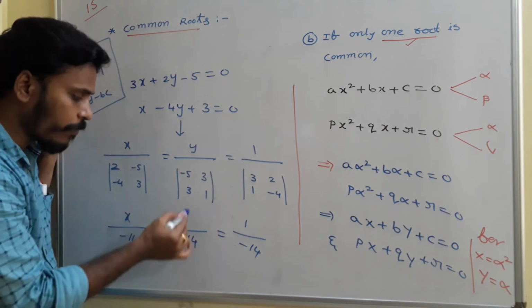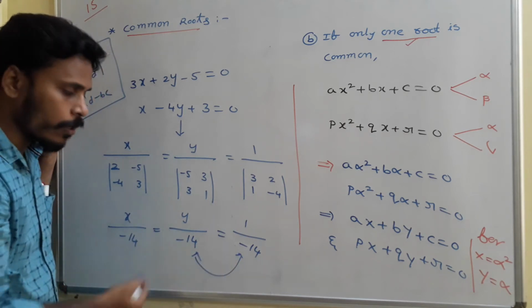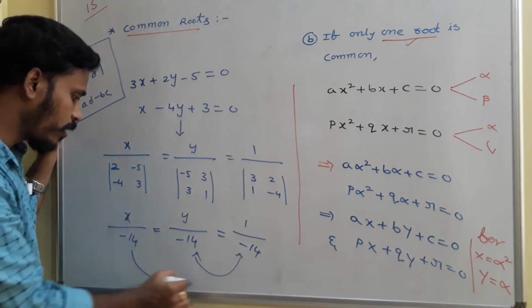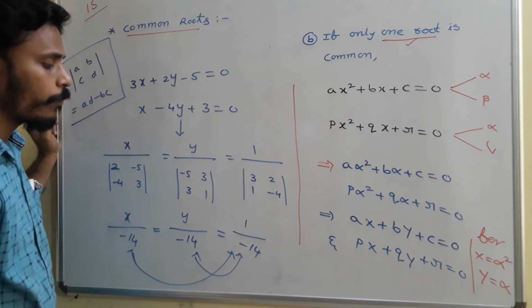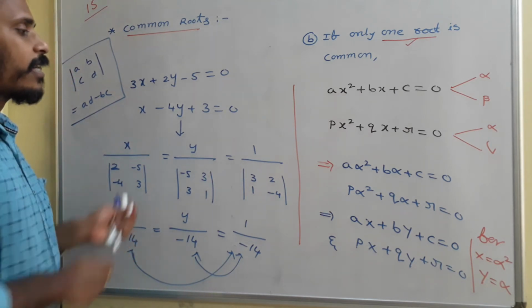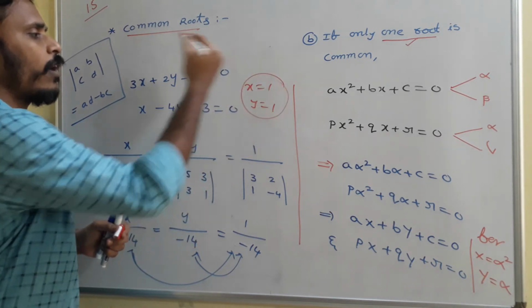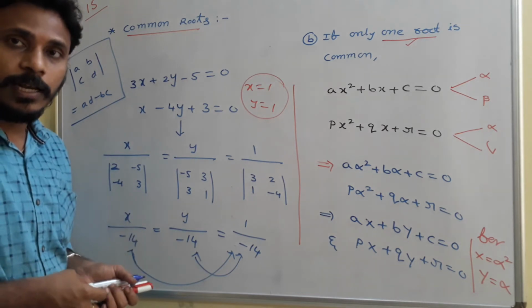So just look there: y by minus 14 is equal to 1 by minus 14. From there you will get y is equal to 1. X by minus 14 is equal to 1 by minus 14, so x is equal to 1. So in solving these equations, at the end you get x equals 1 and y equals 1. If you wish, check it by replacing x with 1 and y with 1. For sure it is correct.